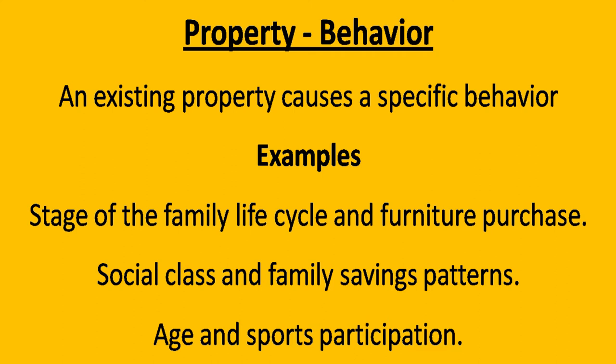Then finally, property and behavior. An existing property causes specific behavior. For example, age and sports personalities: they retire at the age of 30 or 35, maybe some at 40. If someone is violating that rule, I think there will be a medical study. Why is this fellow playing even after 40, playing at 50 years or 60 years? Okay, that is research excitement.